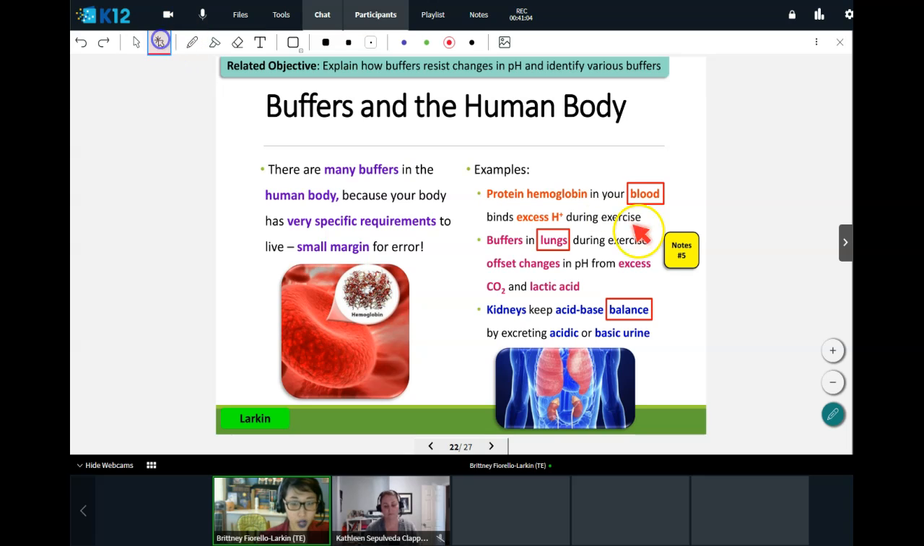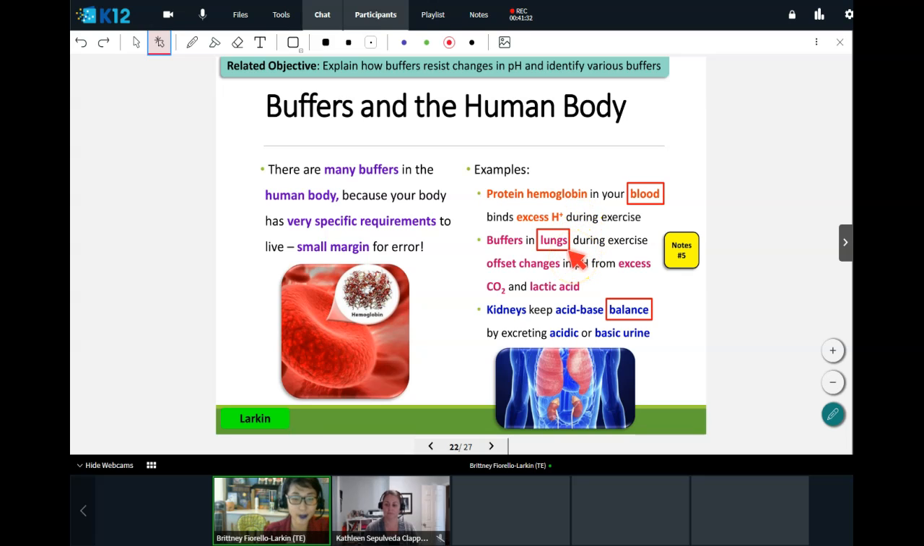Case in point here, for your blood, as you exercise, your blood builds up excess hydrogen ions in it, which means it's becoming too acidic. H pluses mean acids. And so there's a protein in your blood called hemoglobin that can bind with those excess hydrogen ions and prevent your blood from becoming too acidic. Acidic blood, bad, because your blood should be slightly basic. So if it becomes acidic, again, you die, right? So buffers are extremely important.